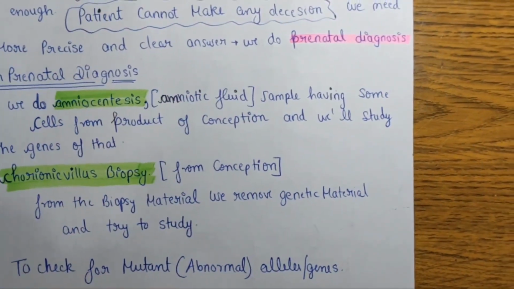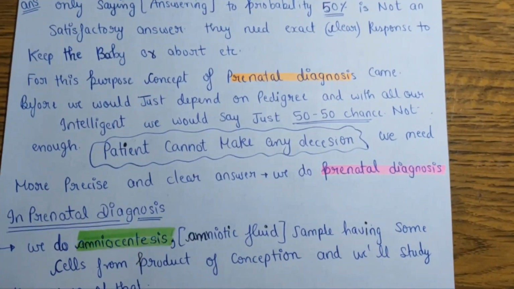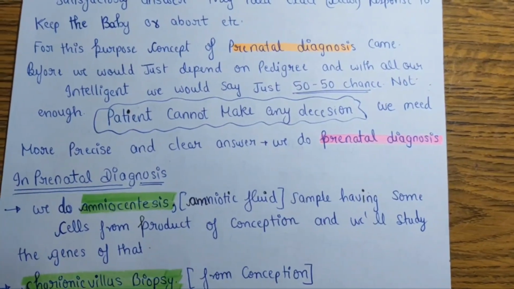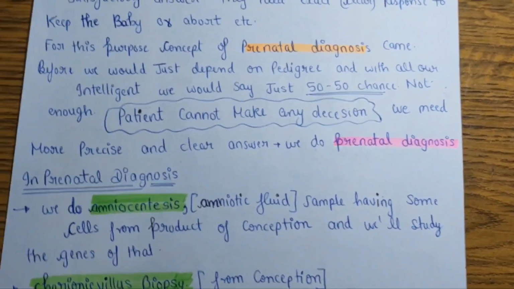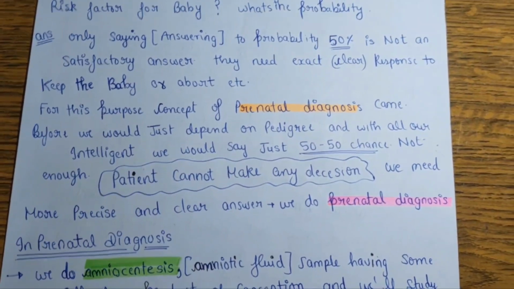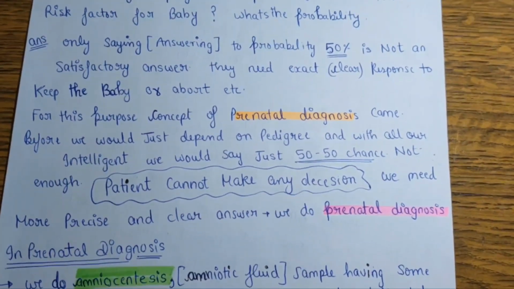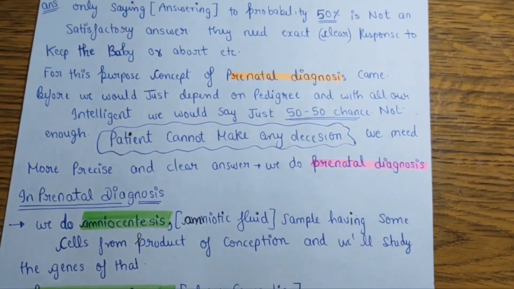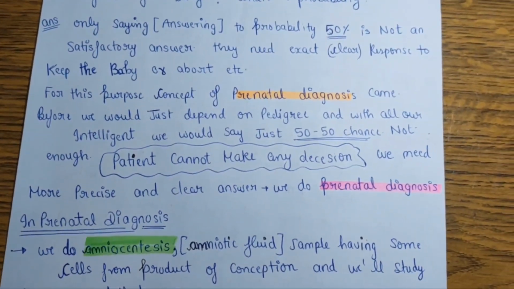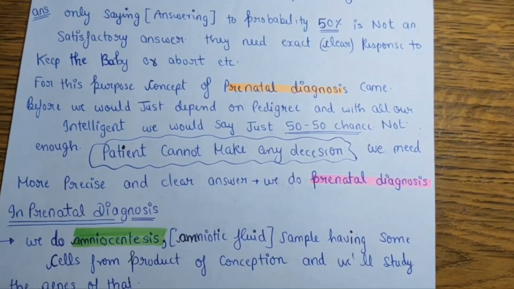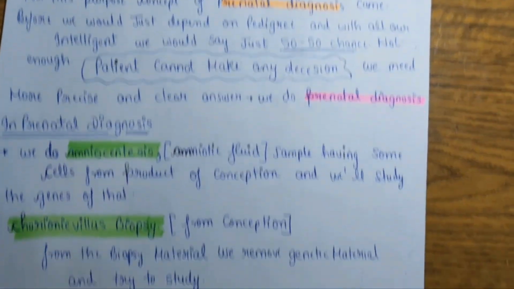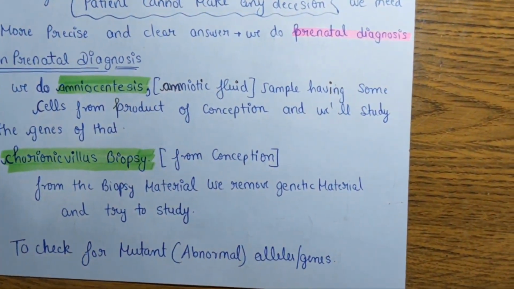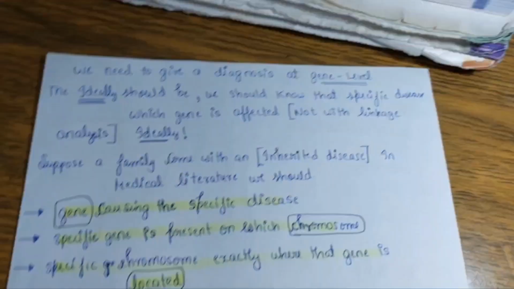for the mutant allele. Before, we could just use familial pedigrees and say the percentage of chance, and usually it used to be 50-50, but nowadays this is not enough. The patient cannot make any decision based on the result of the pedigree. We need to make a more precise and clear decision and give them a clear answer. So for that reason we are going to do prenatal diagnosis, in which we use amniocentesis and chorionic villus biopsy material to check for the mutant allele.